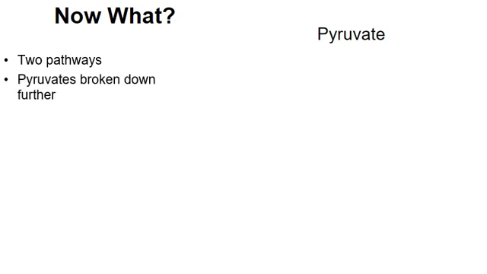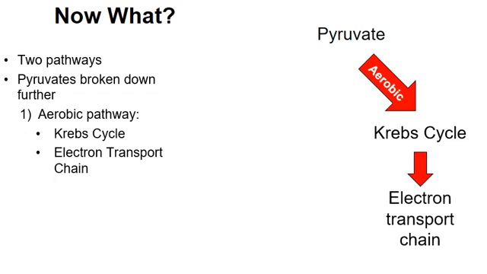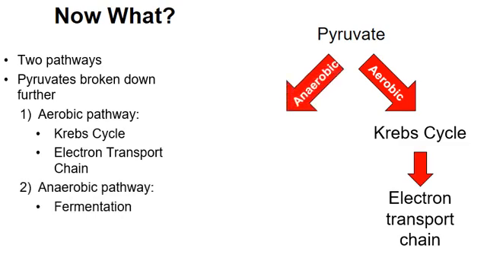Well, what happens next depends upon the type of cell and the conditions that the cell is within. There's 2 possible pathways. Both of them are going to involve those pyruvates. Those pyruvates are going to be broken down even further. The pathway that we're going to follow in these notes is the aerobic pathway with oxygen leading to the Krebs cycle and the electron transport chain. But if oxygen is lacking, if a cell is in an anaerobic environment, those pyruvates will be used in fermentation. I have a different video if you want to learn about fermentation, but this video is going to follow the aerobic pathway.